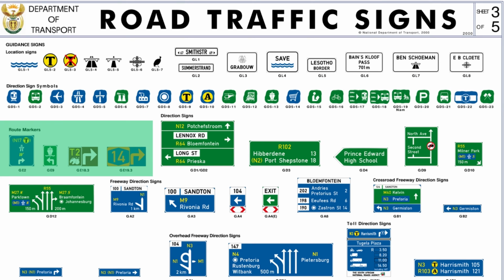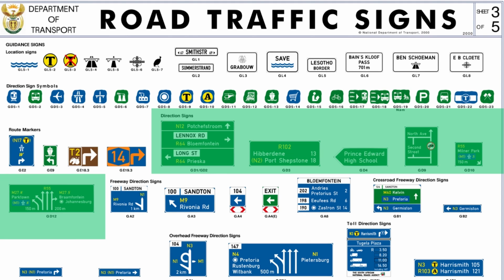Route markers are signs or markings that indicate the route of a specific road or highway. They are typically green with white text or symbols, and they are used to help drivers stay on the correct route. Route markers are typically used on highways and other major roads, but they can also be found on smaller roads and in rural areas. They are often placed at intersections and other points where drivers may need to make a decision about which way to go.